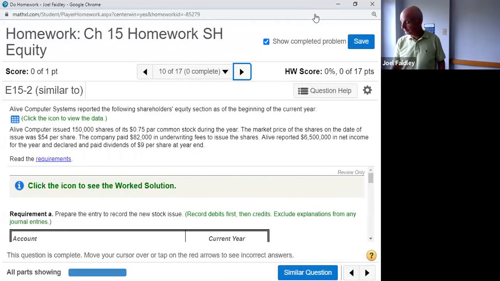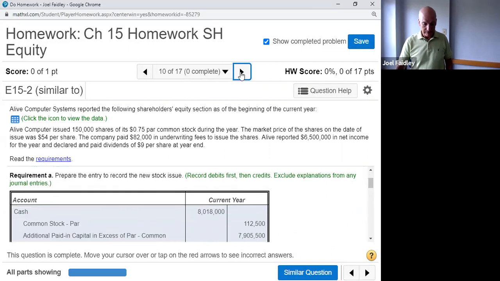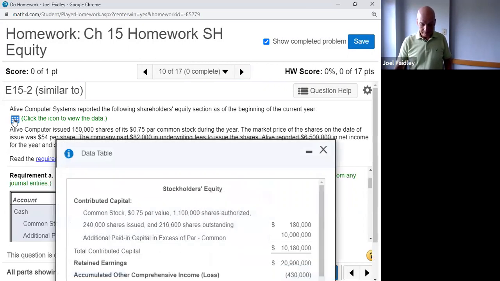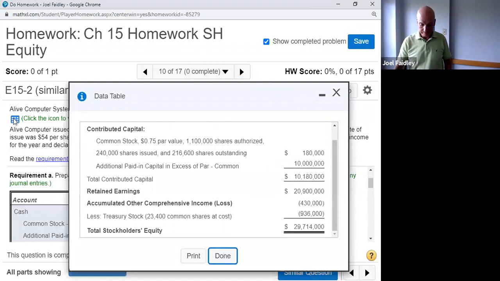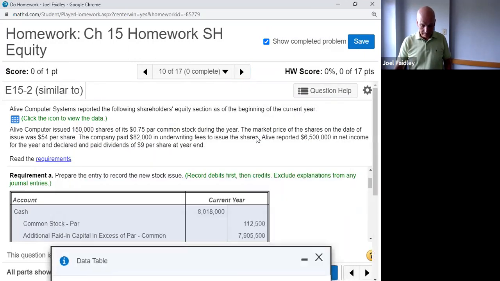Number 10. Looks like we have a stock issuance exercise here. Report the following shareholders' equity section at the beginning of the current year. Issued 150,000 shares.